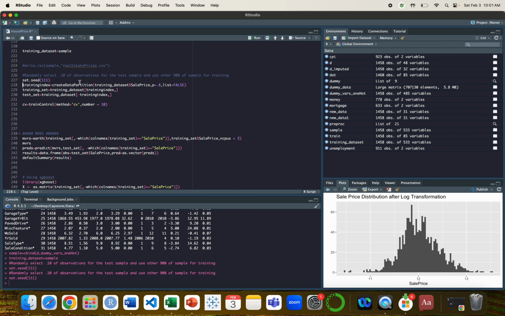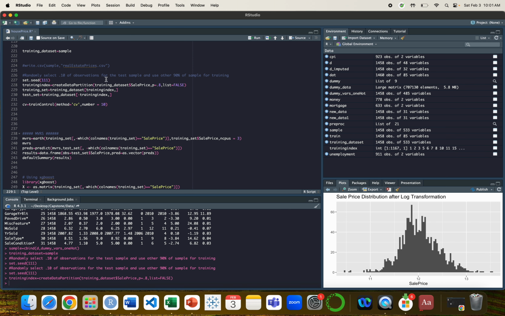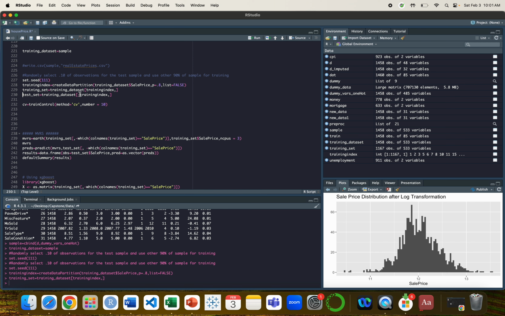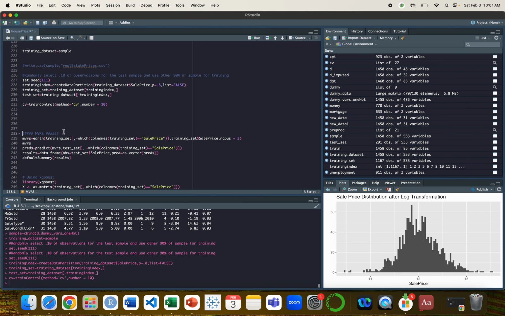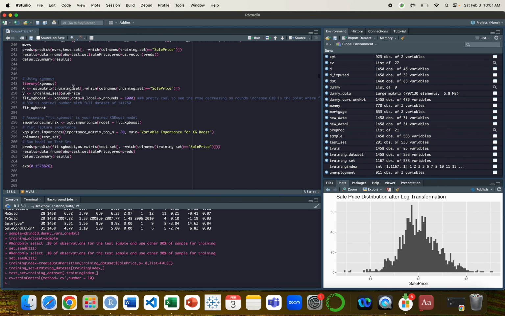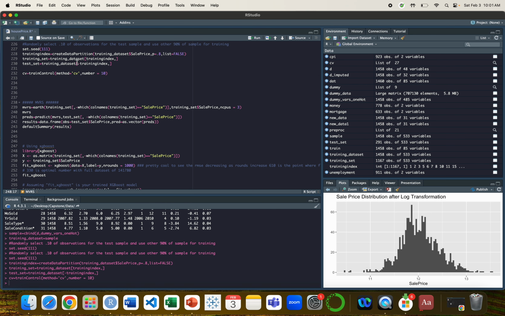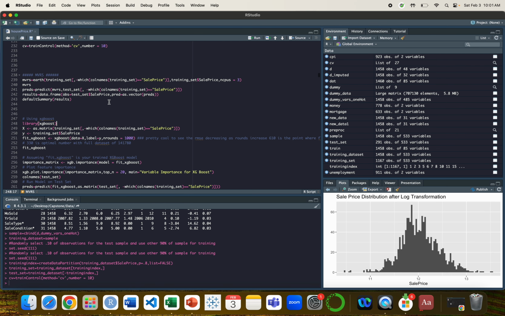And now I create a data partition, I split on data price, and I'm creating a training set with 80% of observations. So I have a training index with 80%. Here it is, training set, and then minus the training set, the other 20% will be the test set. And that's what we're going to test our model on. It's very common in data science, creating a test set.